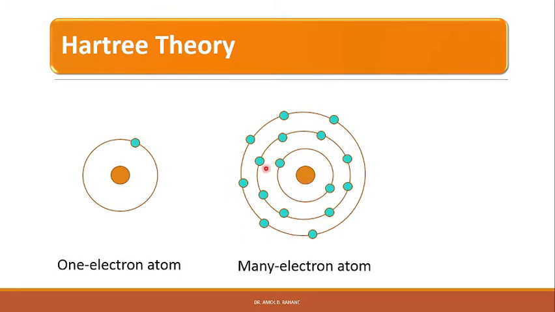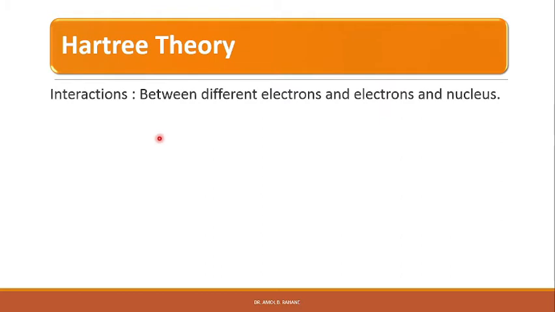The treatment of this many electron atom is quite complicated, but it is possible to treat it in a reasonable way by using a succession of approximations. That means if we apply some approximations, we can treat these many electron atoms. So what kind of interactions will be there? Interactions between the electrons, and interactions between electrons and the nucleus. We apply different approximations to consider different interactions.